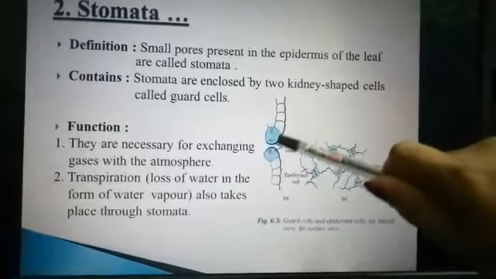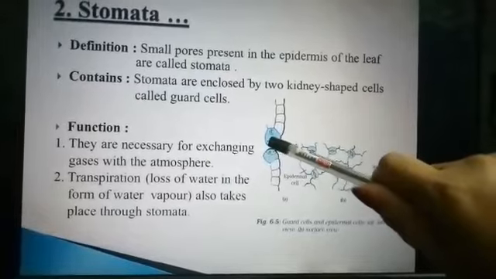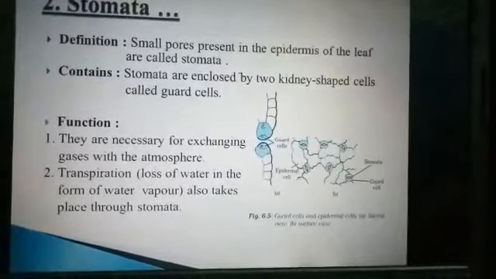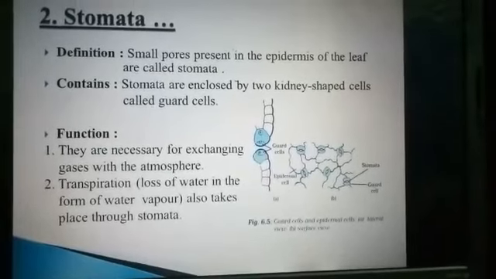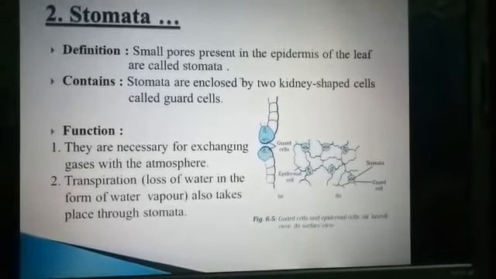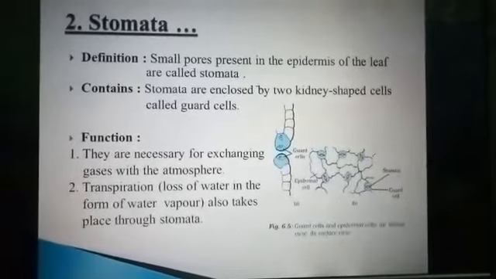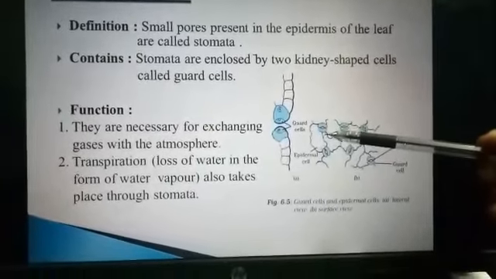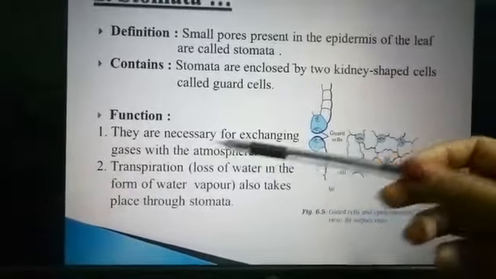Then next is stomata. Stomata are epidermal cells. Small pores are present on the epidermis. Just look here, a leaf section, and small pores are present. So small pores present in the epidermis of the leaf are known as stomata. And a stomata contains 2 guard cells, just kidney-shaped 2 guard cells, right? Their function is exchange of gases.